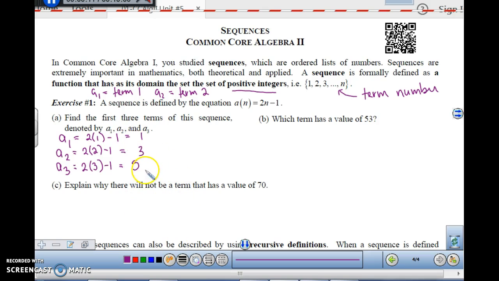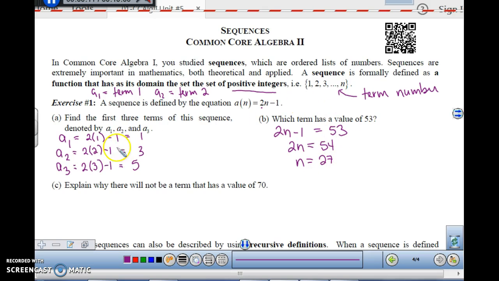So when you see this, the number here is the term number. It's the n in the problem. It's the term number. So n stands for the term number. All right, which term of this sequence has a value of 53? So we want to know when 2n minus 1 will equal 53. All right, solving for n, add the 1, you get 2n is equal to 54, and then divide by 2, n is equal to 27. So the 27th term of the sequence is 53.